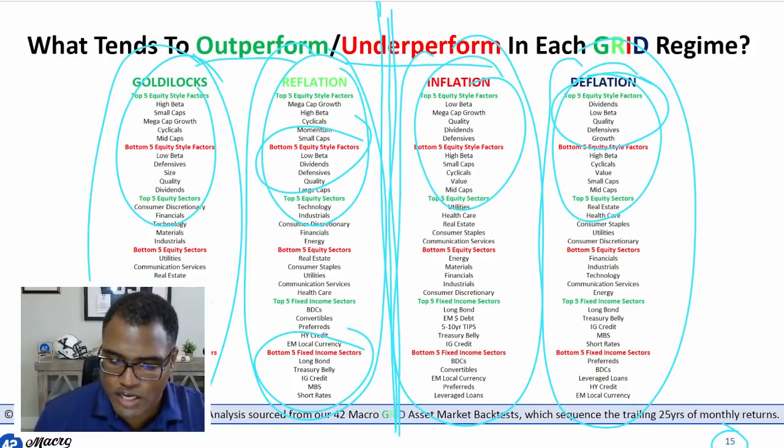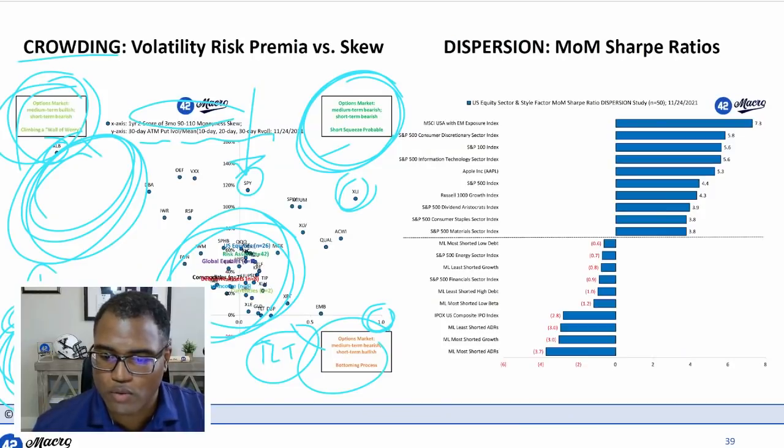Taking it back to our dispersion analysis, one thing we're looking at is the month-on-month Sharpe ratios across 50 different U.S. equity sectors and style factors. And again, we have these mega cap type FAANG names in there as well as a secondary consideration.